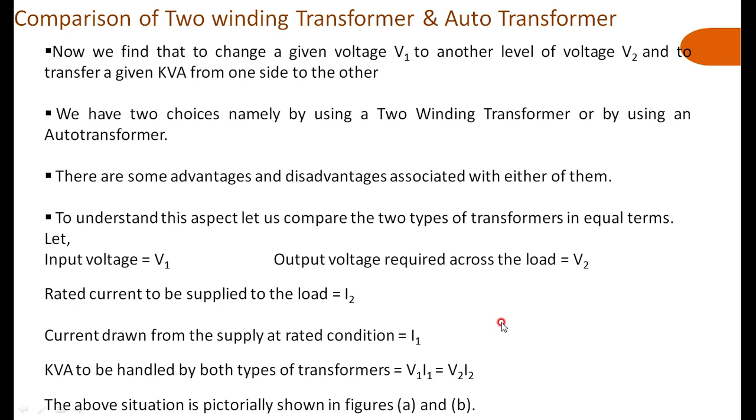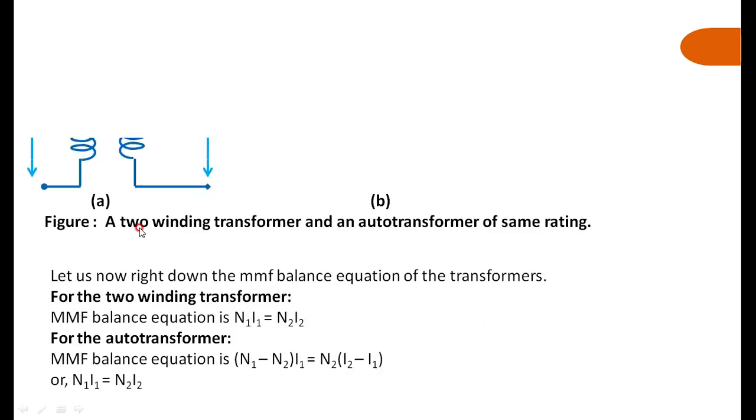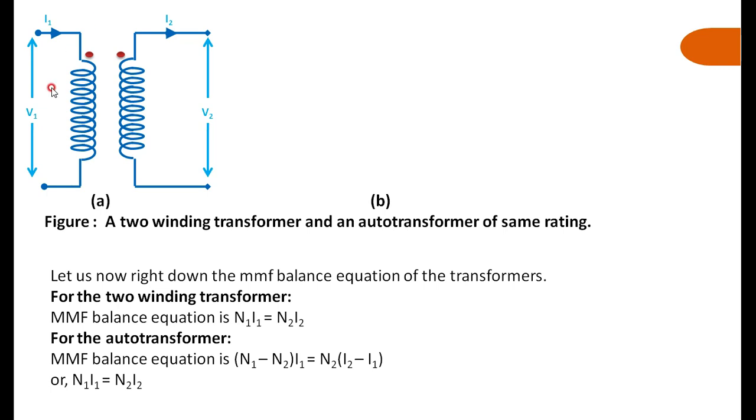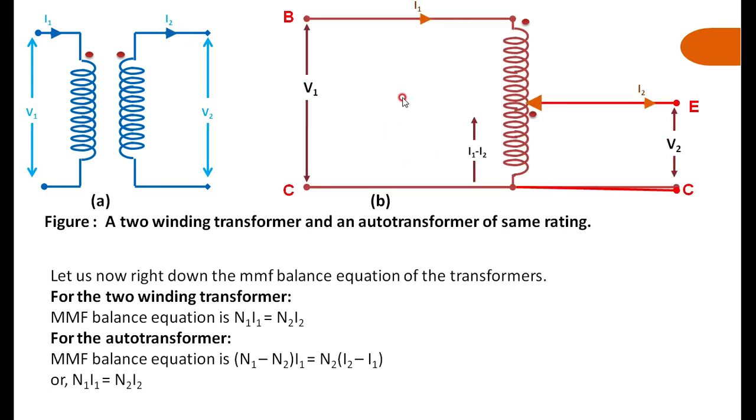This can be explained with the help of this particular diagram. You can look into it: I have a two winding transformer. Here I have V1 I1 and V2 I2 in the secondary, that is the input and output. At the same time, I have the auto transformer here. Here also V1 I1 of this is the same as V1 I1 of that, and V2 I2 of the auto transformer is the same as V2 I2 of the two winding transformer. Means I am comparing one by one the auto transformer with the two winding transformer.